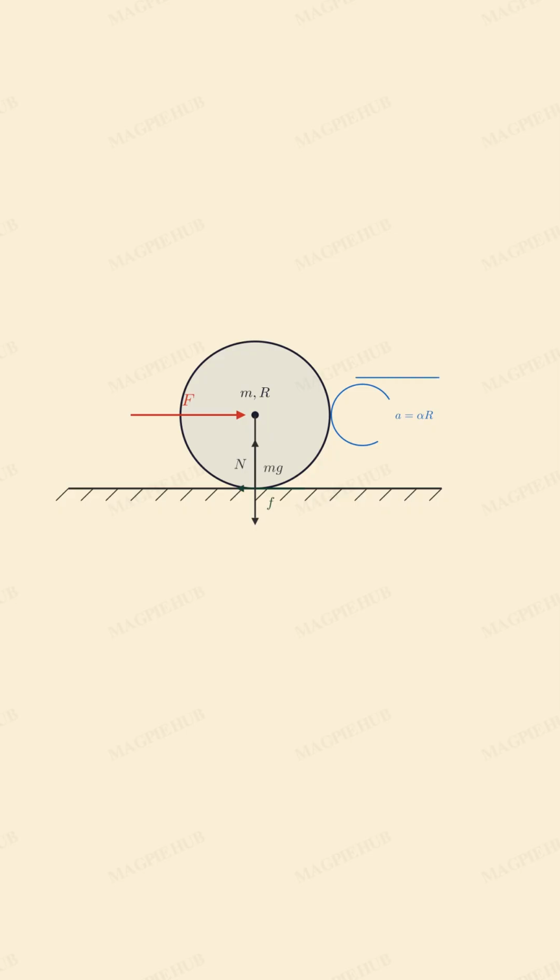The cylinder rolls without slipping. This means the point of contact has zero velocity. Friction acts backward at the contact point to provide the torque needed for rolling. The question asks, which of the following statements are correct?